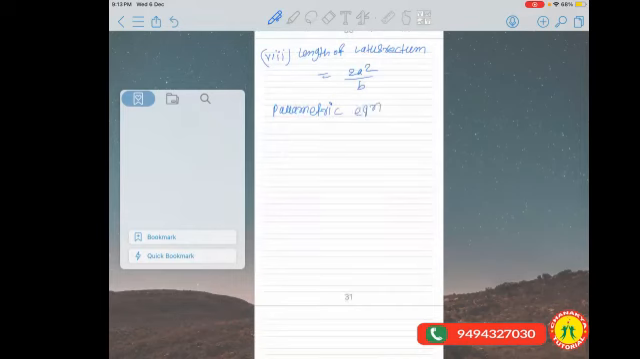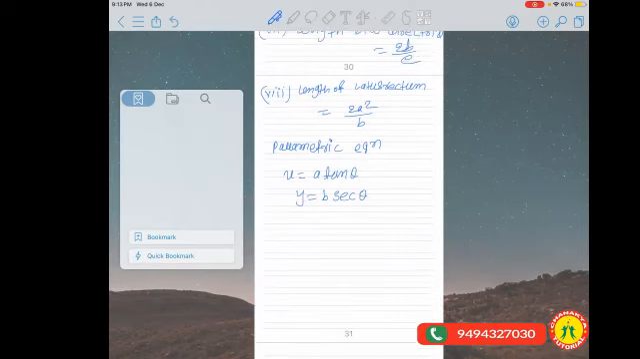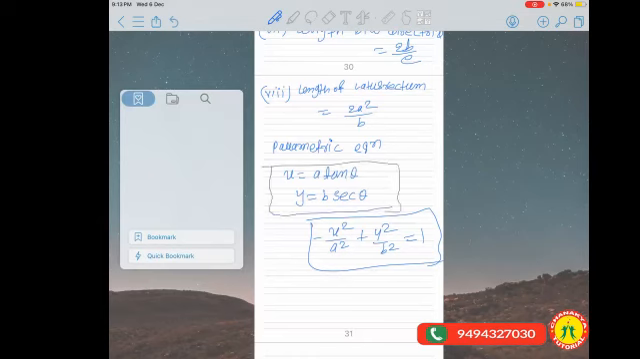The parametric equation is x equal to a tan theta and y equal to b sec theta; it becomes reciprocal. For the hyperbola it was a sec theta and b tan theta. Because our equation is minus x square by a square plus y square by b square is equal to 1, this is the conjugate hyperbola. If you put x equal to a tan theta and y equal to b sec theta, you get 1. So this is the parametric equation of the conjugate hyperbola. We need to remember it.